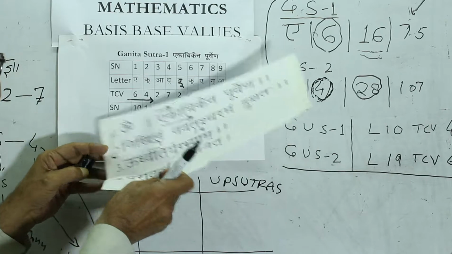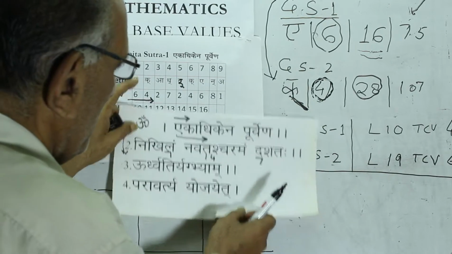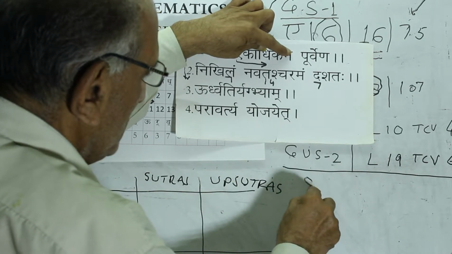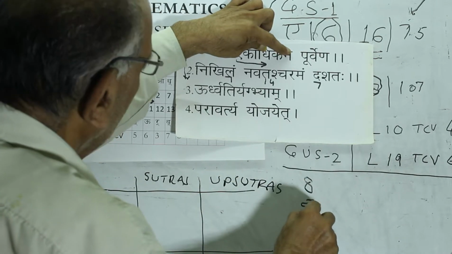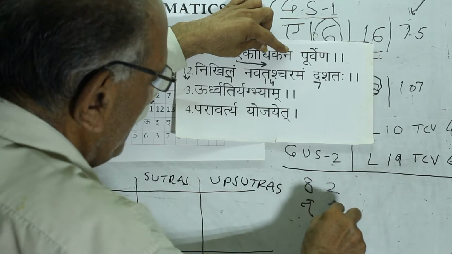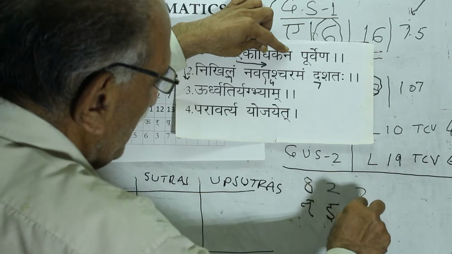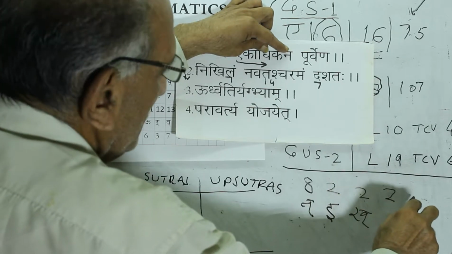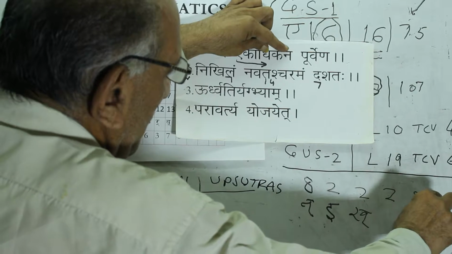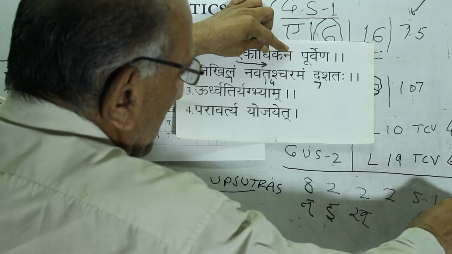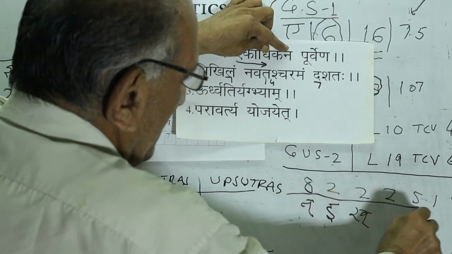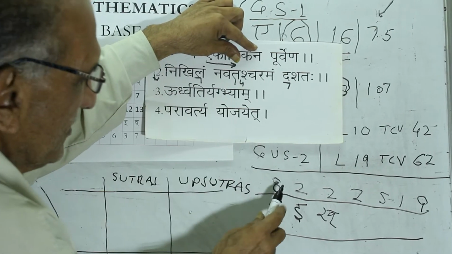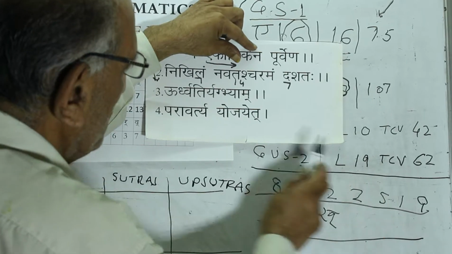Let us make an entry, let us tabulate in our TCV dictionary that it will be sequentially taking us to the values 8 for this letter, 2 for the next letter, then 2 for the next letter, then again 2 for the next letter, then 5 for the next letter, 1 for the next letter, and 9 for the next letter. These are 7 letters which compose the formulation Nikhilam. These take us to these sequential values.